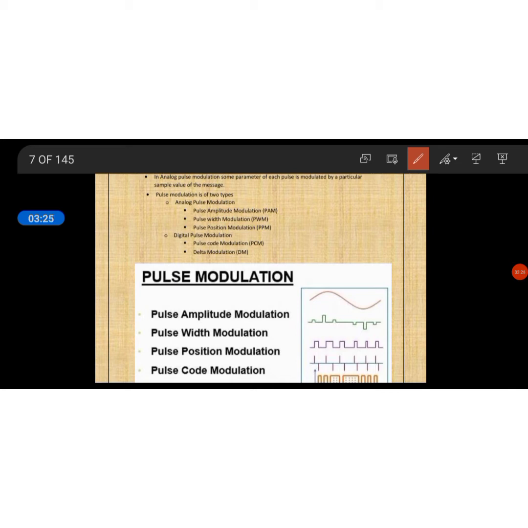In pulse modulation, what is represented? The pulse of the carrier is varied with respect to the message signal. So here in pulse modulation, information is a continuous time signal, but carrier is a digital pulse. This is the message, this is the carrier. This is a continuous time signal, but this is a pulse signal. So the pulse of the carrier is varied with respect to the message signal.